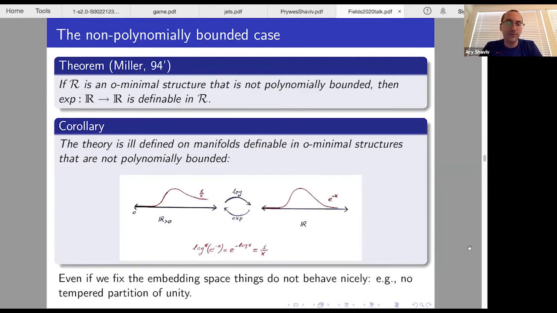For instance, there is a very concrete example showing there is no tempered partition of unity in this case. Namely, if you allow me to use only polynomials and exponential, which is something you are always allowed to do in non-polynomially bounded O-minimal structures, we can take, and this is a very easy example, it lives in R^2. We can find two open subsets and a function that is tempered here and tempered there, but a function that is defined on the union, it is tempered here and tempered there, but it is not tempered globally. So as long as I'm allowed to use the exponential, nothing works.